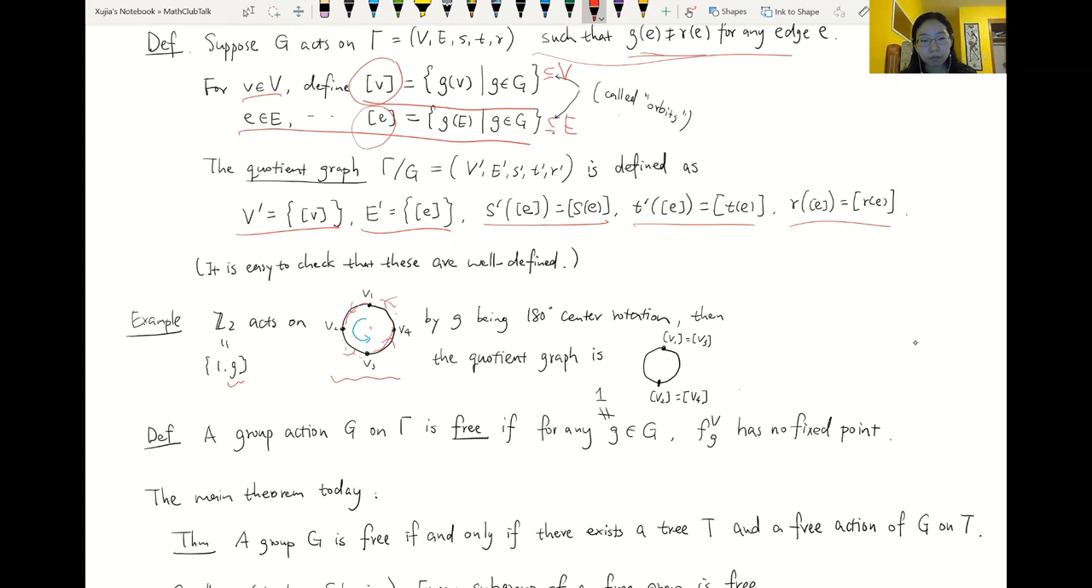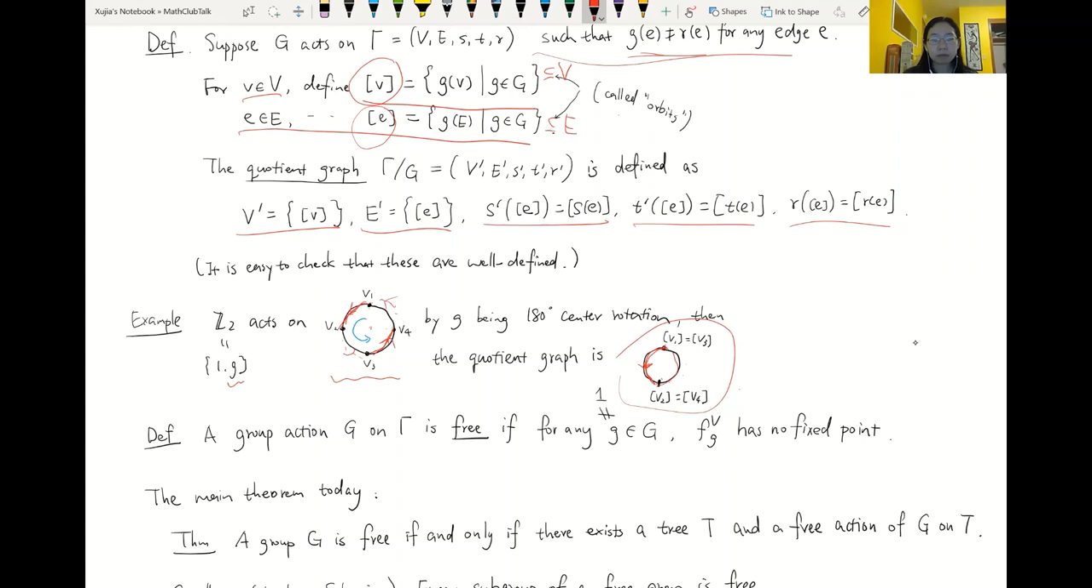So the quotient graph is this guy here. This vertex is the orbit of these two vertices, and this vertex is the orbit of these two vertices. So it has two vertices and two pairs of edges. So this edge gets mapped to this edge. So this is the orbit of this edge, as well as this one, and this is the orbit of these two pairs.